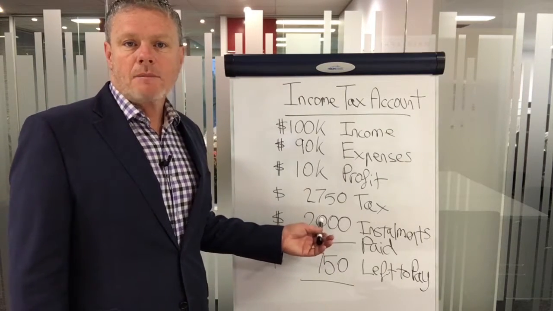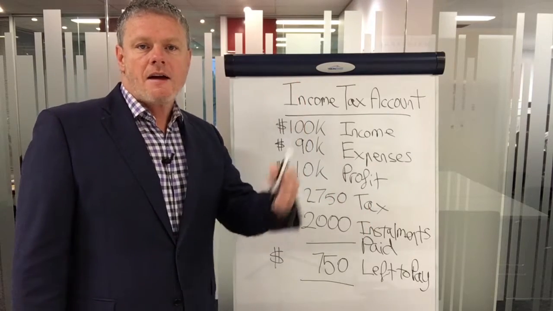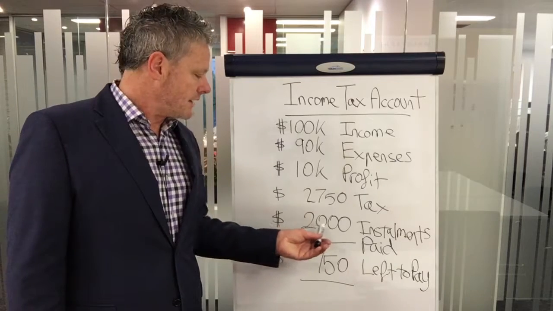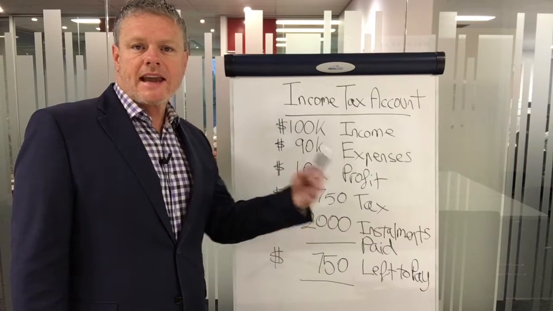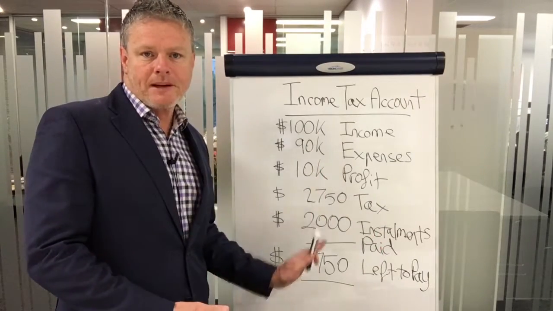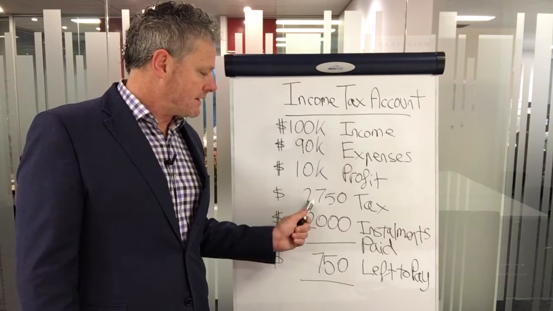During the year, the company has been required to pay company instalments, which is just tax paid along the way on a quarterly basis, assessed by the tax office. This amount, $2,000, is a cash flow item during the year. It's not what is actually happening for the income tax for the year. It's prepayments on this tax.